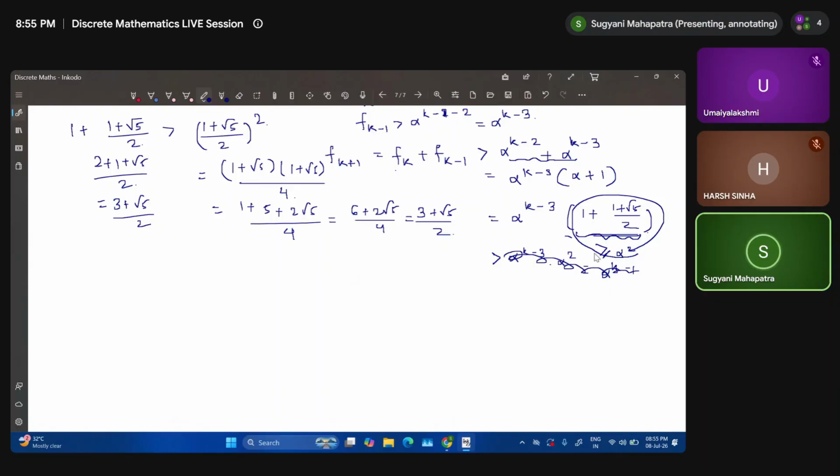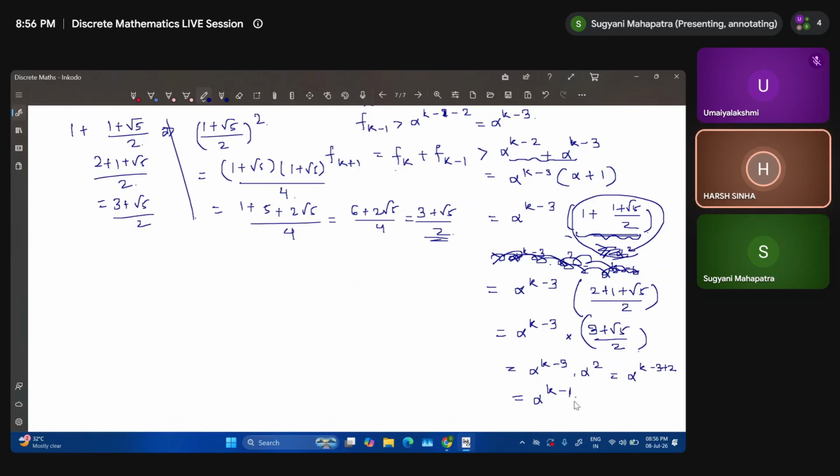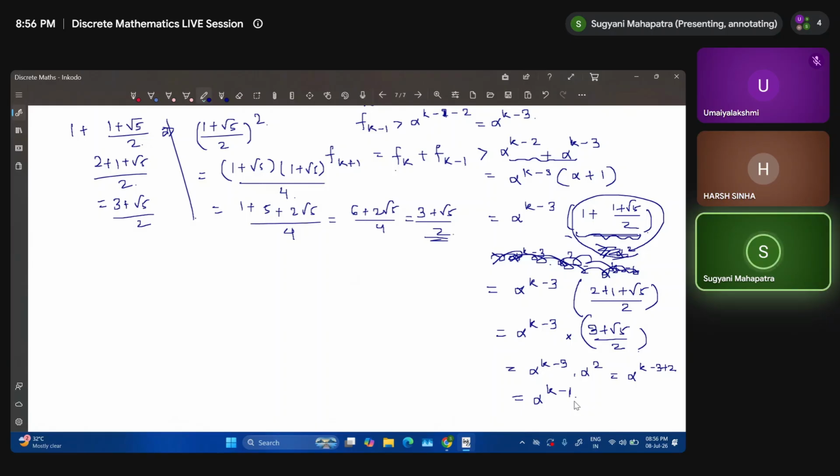Okay, let's solve it from here itself. So this is alpha to the k minus 3 times 2 plus 1 plus root 5 by 2, which is equal to alpha to the k minus 3 times 3 plus root 5 by 2, and alpha squared is equal to 3 plus root 5 by 2. So this is equal to alpha to the k minus 3 times alpha squared, which is equal to alpha to the k minus 3 plus 2, which is equal to alpha to the k minus 1. Is this okay? So basically, this is the proof.